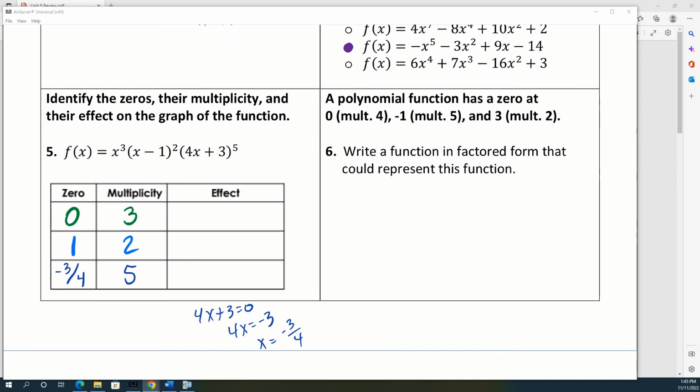All right, now effect is either going to be crosses or bounces. It's going to cross when there's an odd multiplicity and going to bounce when there's an even multiplicity. So 3 is an odd number, so we're going to say crosses. 2 is an even number, so we're going to write bounces. And then 5 is an odd number, so it's going to be crosses.